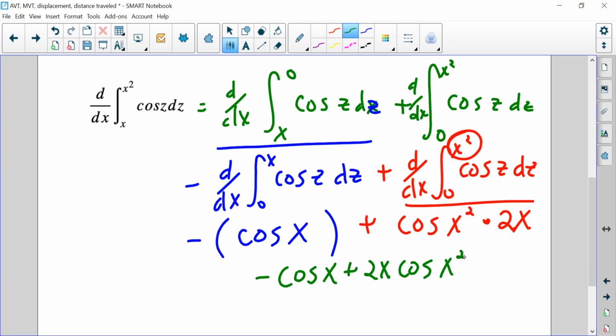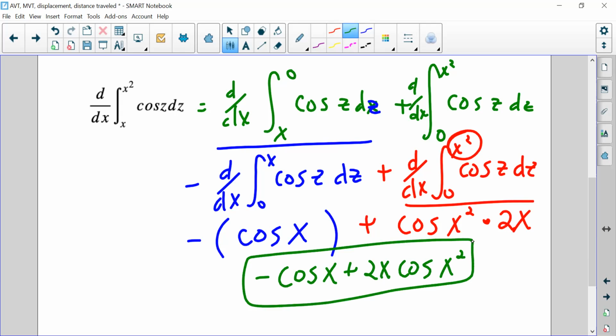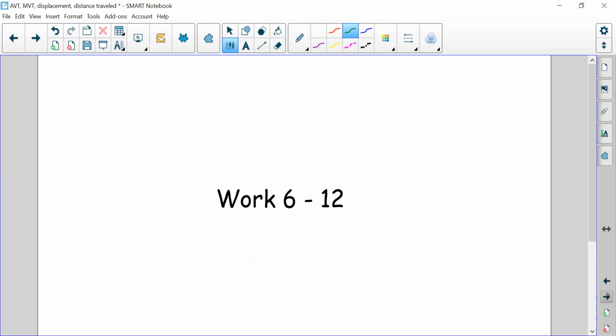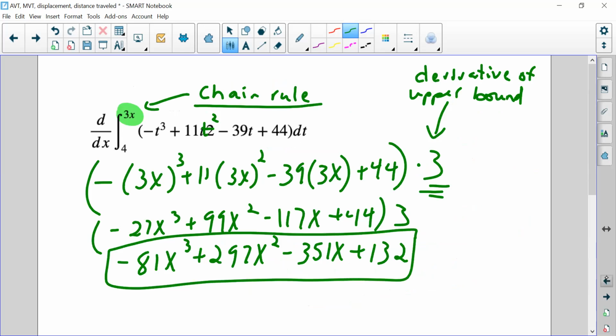Now make sure you write it as cosine of x squared, where the x is squared, not the trig function. So it's not cosine squared x, it's cosine x squared. And that's it. That's the hardest one you can see. Questions over this fundamental theorem of calculus? All right, now try, we're going through number 12, 6 through 12.